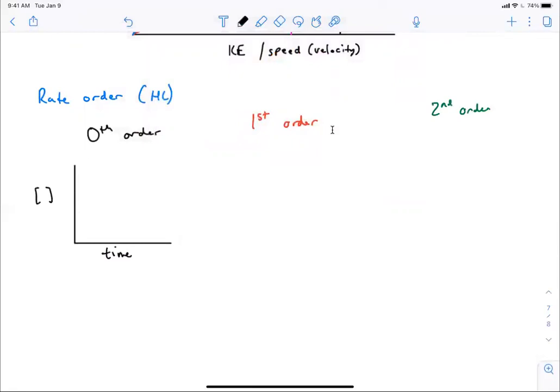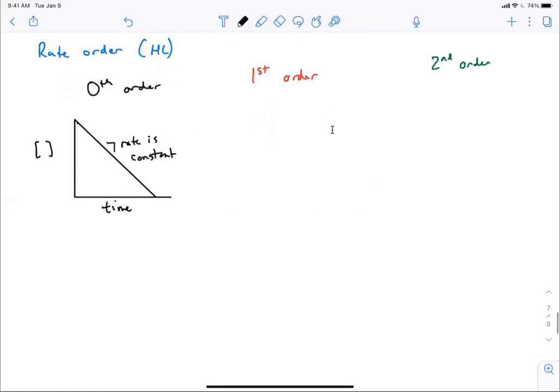which in a zero order means the concentration of the reactant will decrease, but it'll decrease at a consistent rate because the rate is constant. Which means that if I wanted to graph the rate versus concentration, it would be a straight line. And that line would be equal to k, lowercase k.